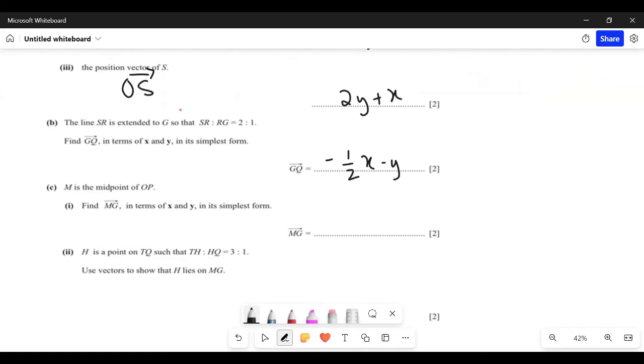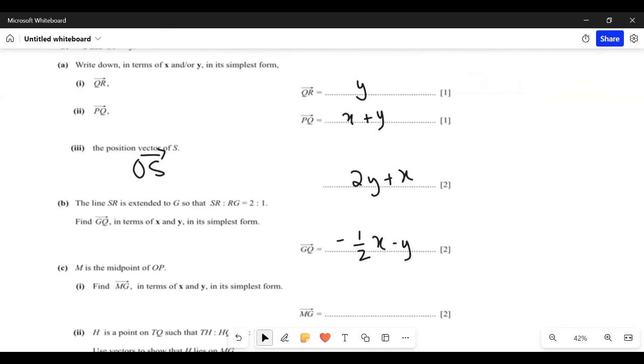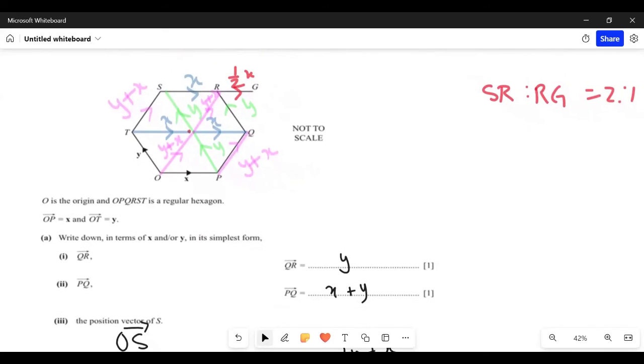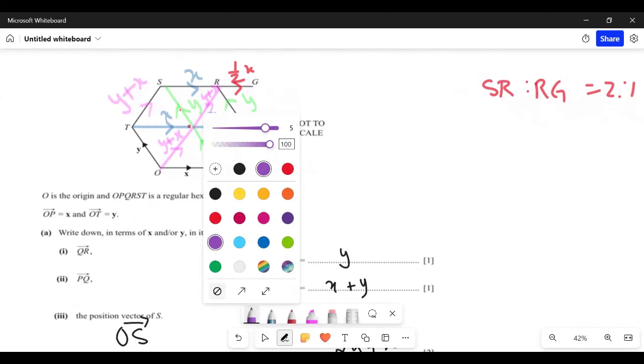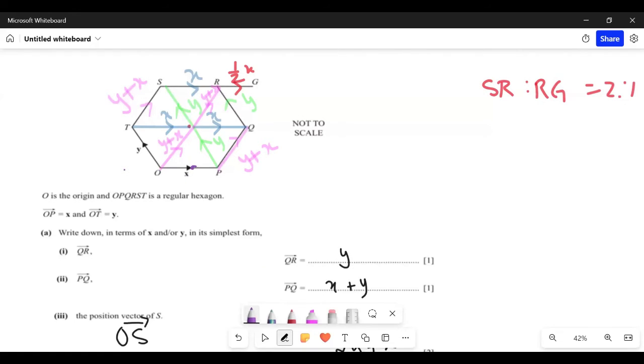Next, M is the midpoint of OP. Find MG in terms of X and Y in its simplest form. Let's point M. So it should be somewhere over here. If that's the midpoint, then this should be half X and this should be half X as well. And now we have to find MG. So go from M to G.